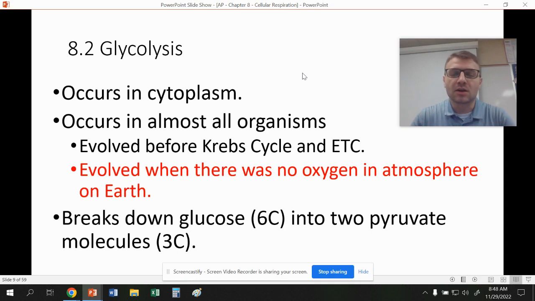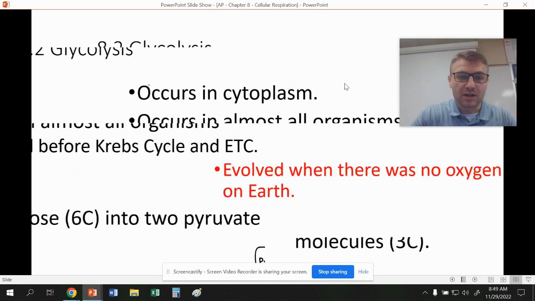Now, this step occurs first because it evolved first. It evolved when there was no mitochondria or other really major organelles. So it occurs in the cytoplasm because it evolved first. Then the other steps evolved in the mitochondria, which further breaks down those molecules. Now, there was no oxygen in the atmosphere at this time. So again, this one doesn't require oxygen.